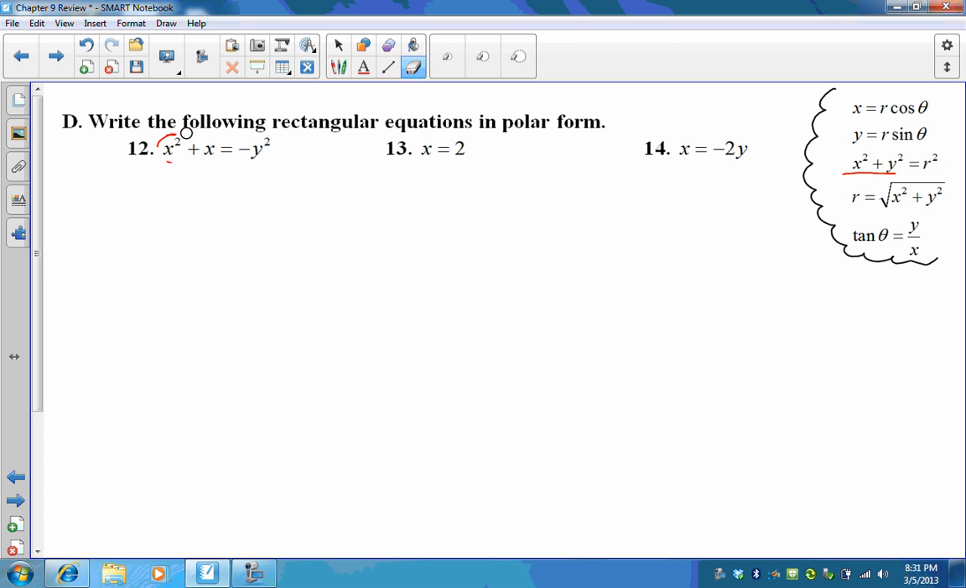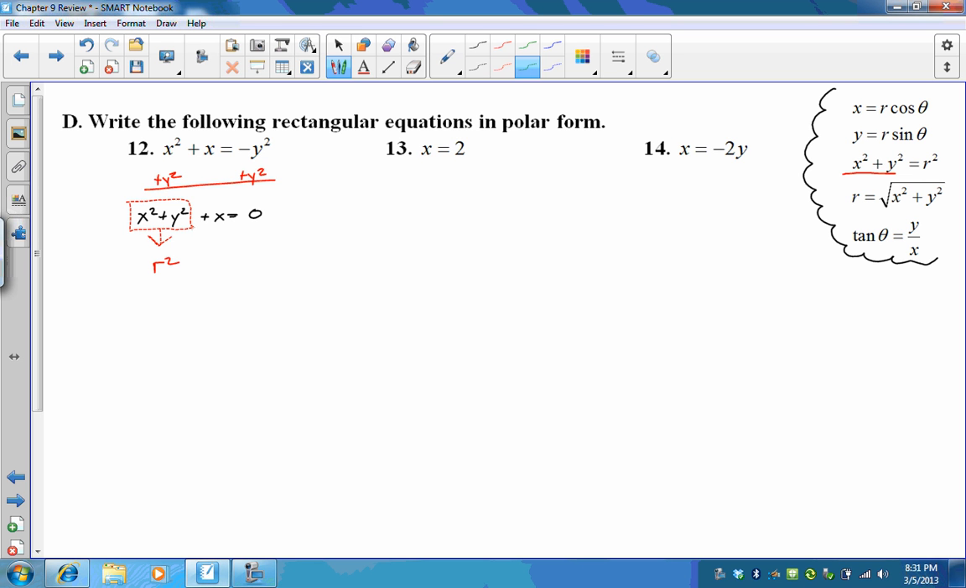So if I want an x squared plus y squared, I will simply add over the y squared. And that gives me x squared plus y squared plus x, and on the right side it equals 0. And now I can take out x squared plus y squared, and x squared plus y squared does equal r squared, it says so right here.